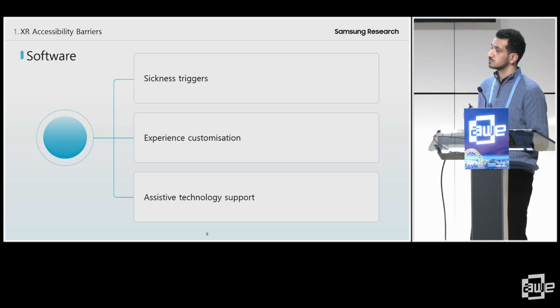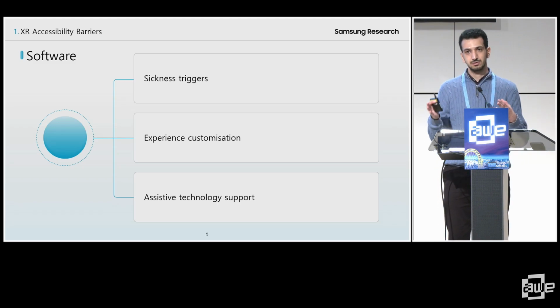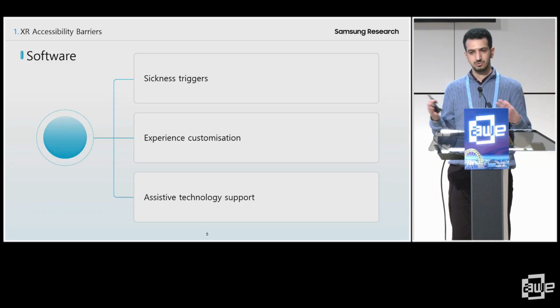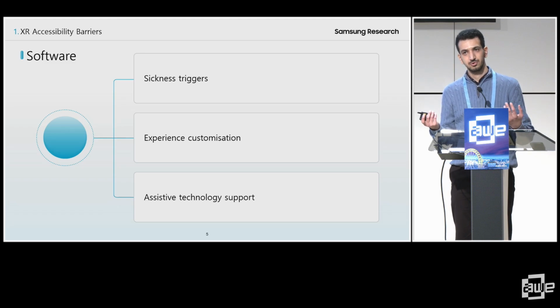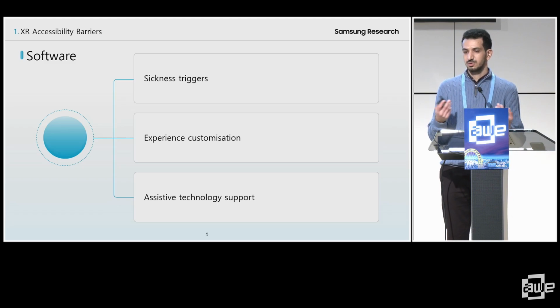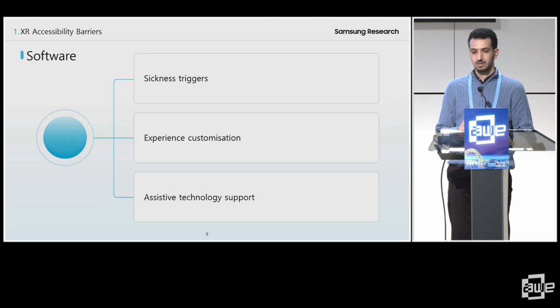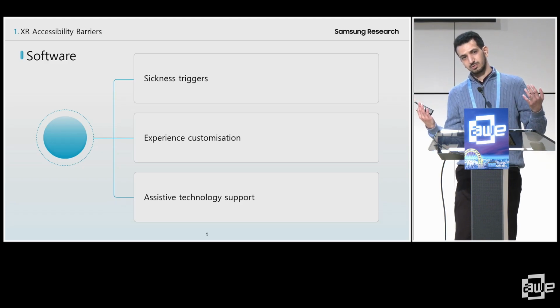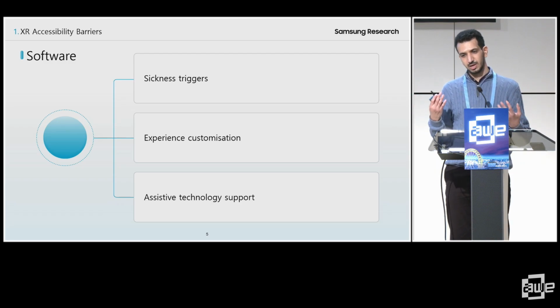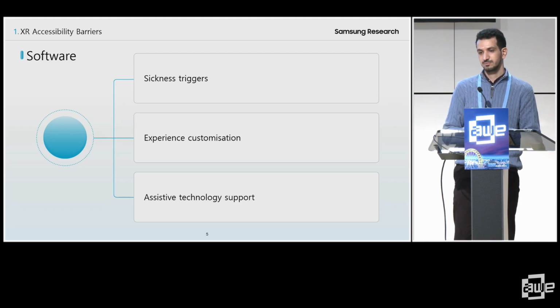I'm not going to walk through all the barriers. I just wanted to give you some examples for each category, some of the most famous ones, so you probably have seen these before. In the software category, we have sickness triggers, which you probably heard the term cybersickness or motion sickness before. Sickness triggers could be anything from the color scheme of the environment changing all of a sudden, or the speed changing all of a sudden. The floor beneath you in a VR environment would move without you actually knowing. Anything that could trigger sickness, really.